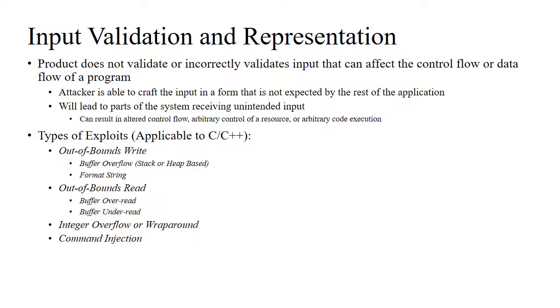So the first is input validation and representation. This occurs when the product does not validate or incorrectly validates input that can have an effect on control flow or data flow of a program. For instance, an attacker would be able to craft an input in a form that is not expected by the application, which deviates from its original control flow into some unpredictable pathway. Types of these attacks are out-of-bounds write, out-of-bounds read, integer overflows, or command injection.